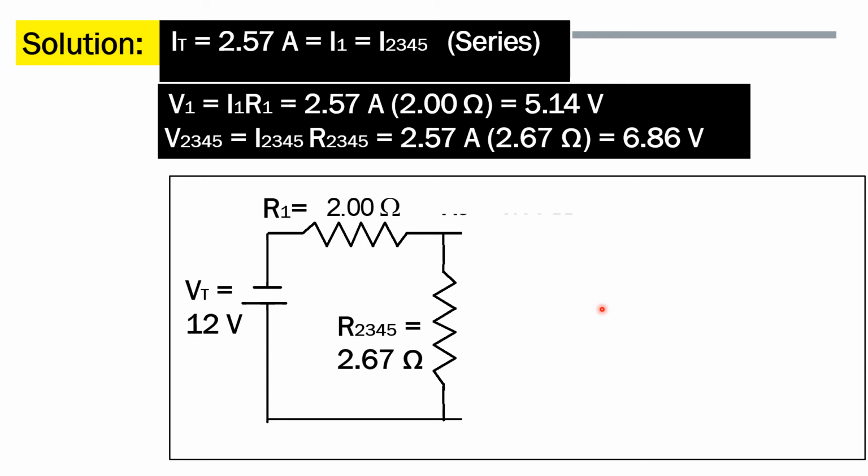So at this point, we already know the current through R1 as well as the voltage across R1. What we want are the individual currents and voltages. For R2, 3, 4, 5, whose voltage is equal to 6.86 volts and whose current is 2.57 amperes, that represents the current and voltage for this combination. So that will still have to be simplified, and you will see the next step in the next slide.